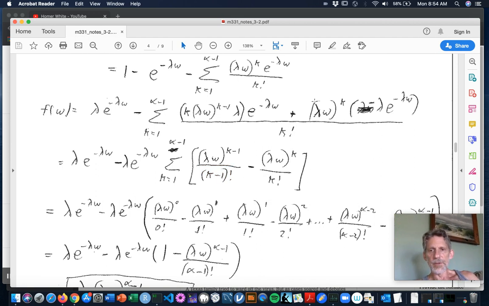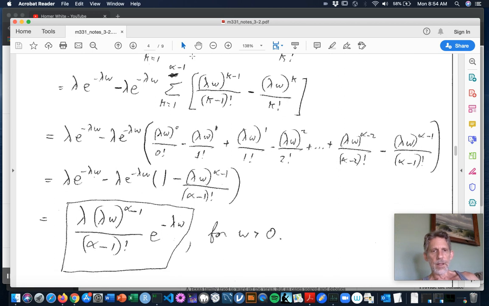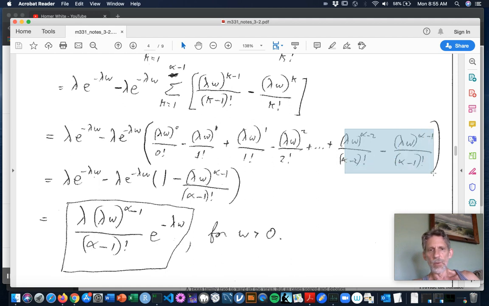Over here, I'm just going to have my minus that I never pulled out, and my (lambda w) to the k, and it can't do any canceling. So after I've broken up into two fractions, it's going to look like that. And then I'll go ahead and just write out this sum. So this is the k equals 0 term, and this is the k equals 1 term, and it keeps on going like this all the way up to the k equals alpha minus 1 term.